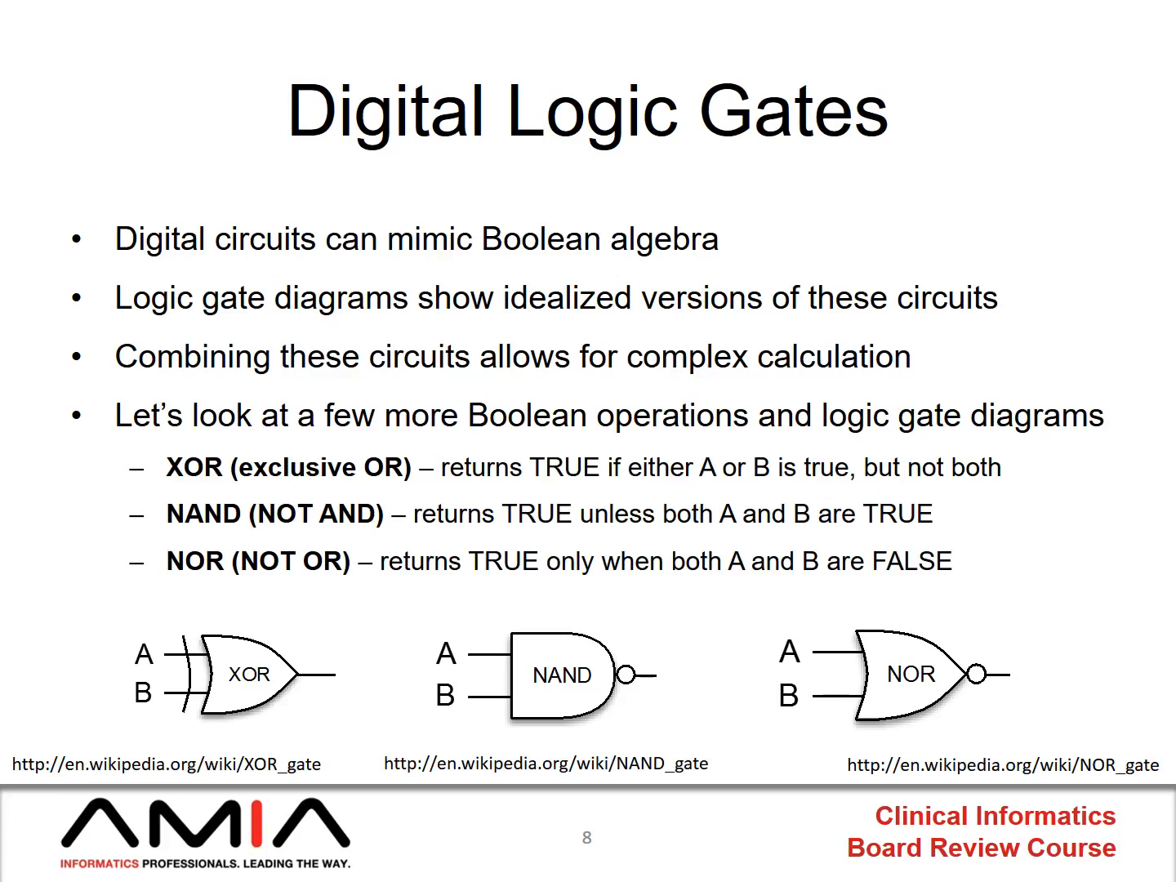And the third odd one is this one, not or, the NOR operator. And it returns true only when both A and B are false. And again, the easiest way to think of this one is to take what would normally go through an OR operator and negate it, or flip the output.